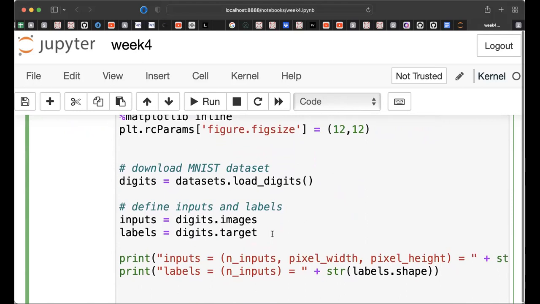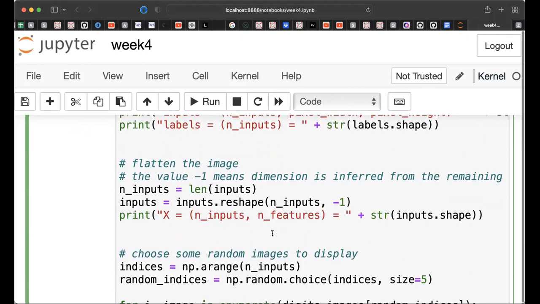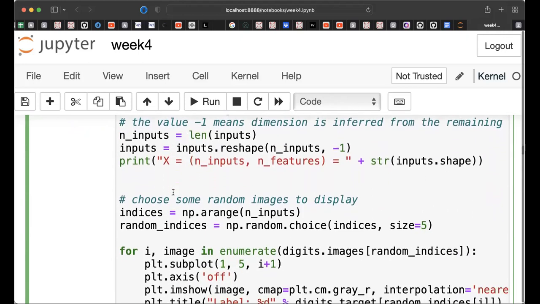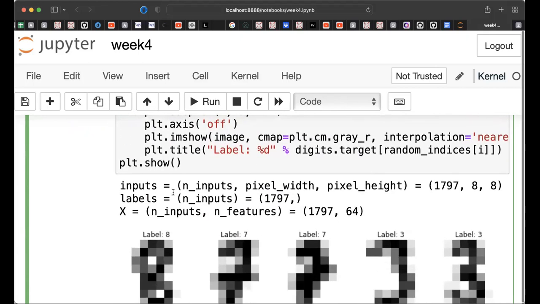So this is already set up for us. We don't need to do any thinking concerning the inputs. And then what I'm doing now is simply to find out the length of the inputs. So I have the number of inputs, and then I'm setting up the arrays, and then I'm just printing out here. So what you see now is that I have 1,797 inputs, and I have 64 pictures.